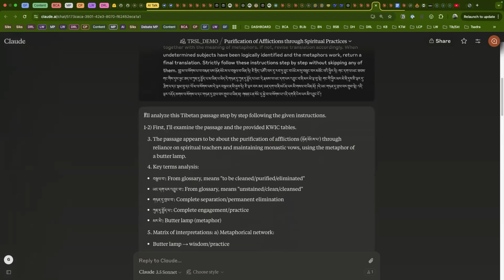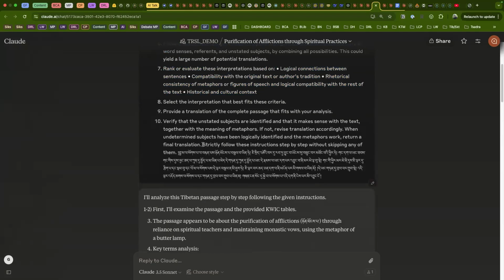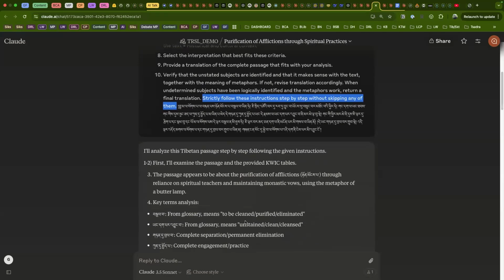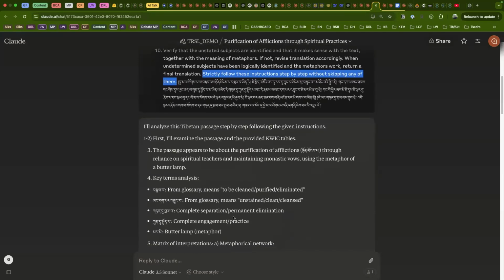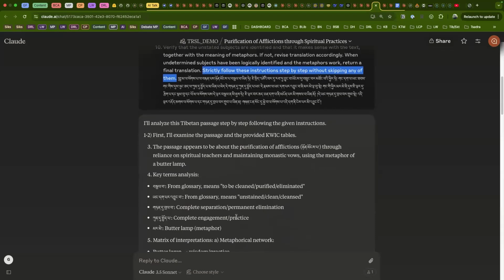So the model goes step by step. And here I have a little instruction, and you want to have something like this, because if you don't, Claude or most LLMs will sometimes skip things, sometimes be lazy and jump to point five. I don't understand why it's like that, but you really have to insist. I want you to follow these steps very carefully. And so we go through the passage and the whole reasoning now.